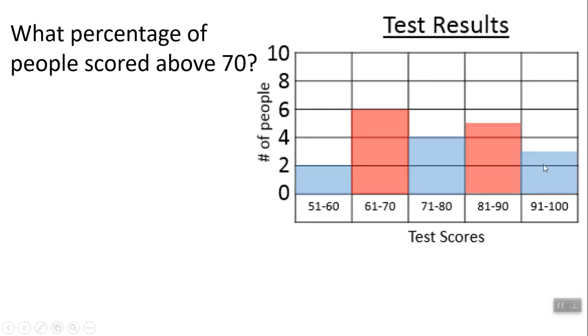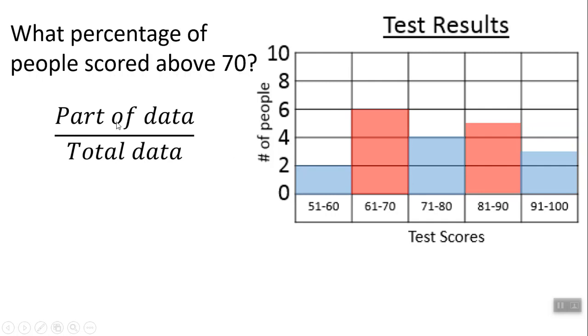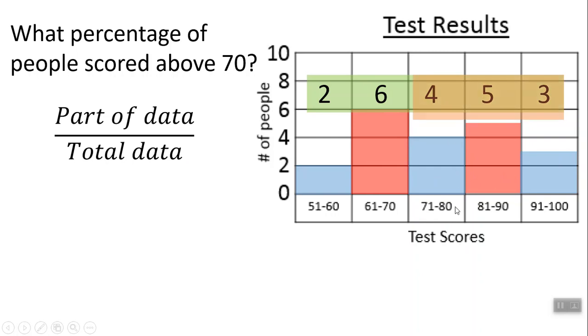So in this one, we've got a new histogram, and they're asking what percentage of people scored above 70. Well, once again, percentage is always part out of total. So we're going to total up our columns here, 2, 6, 4, 5, 3. If you're not sure how to read that, you're going to need to check in individually with your teacher. And then above 70, so anything above 70. So these 3 columns, these 3 ranges are all above 70.